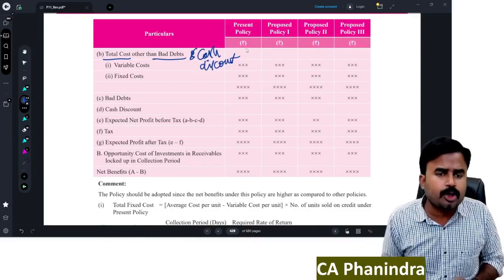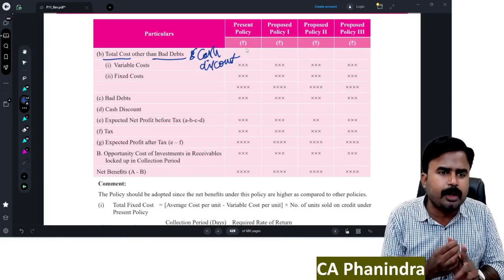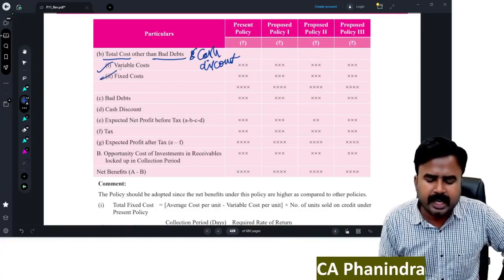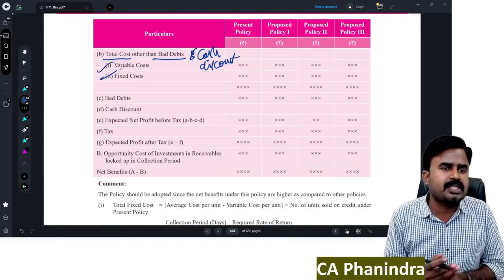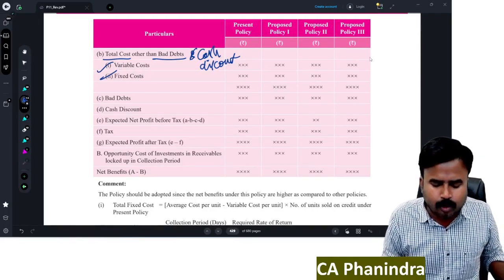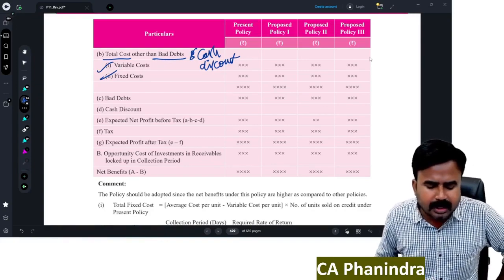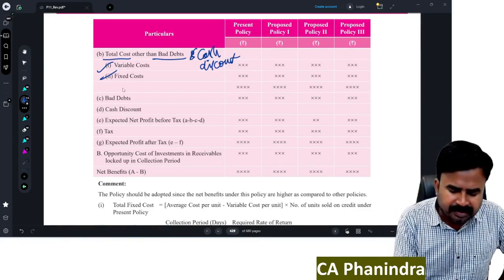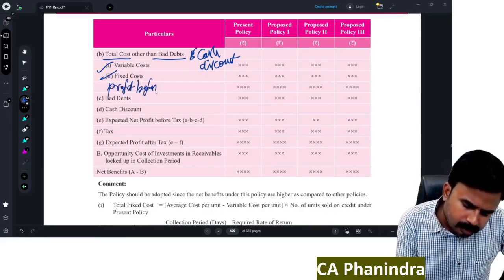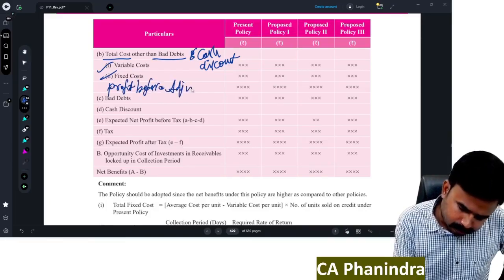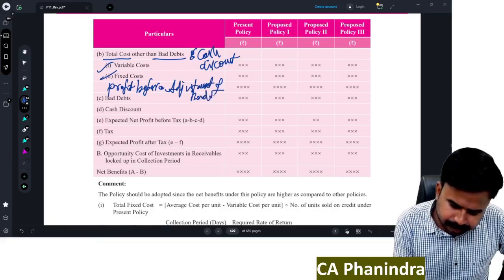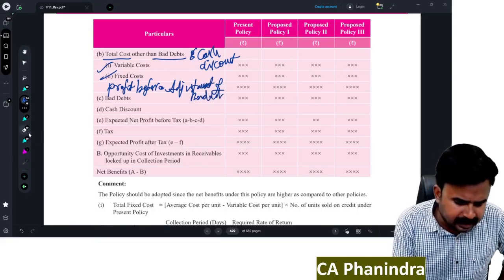So total cost is loaded with two components, variable cost and fixed cost. Write the variable cost and fixed cost for the respective credit policies. Generally, the variable cost is the ratio of sales, whereas your fixed cost is a constant number. Write the numbers in the respective columns. Deduct such total cost other than bad debts and cash discount. Then you'll get profit before adjustment of bad debts and cash discount. You can write like that.